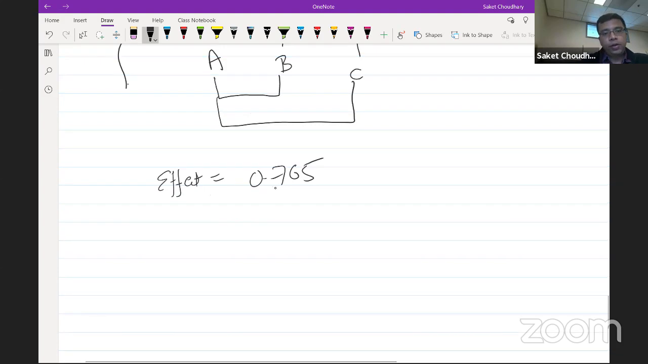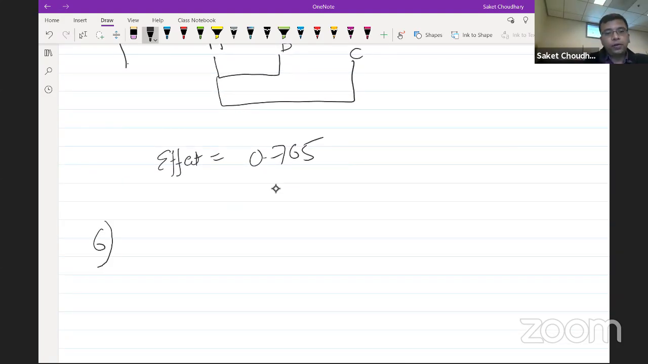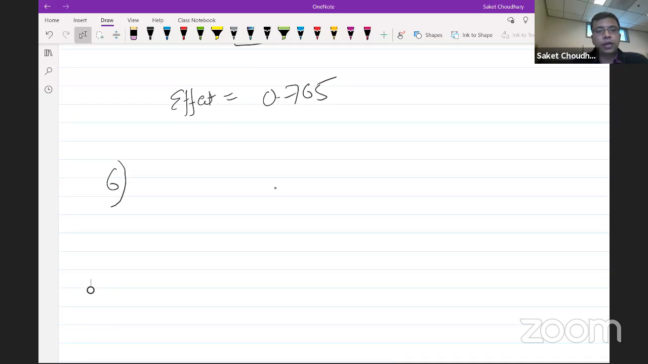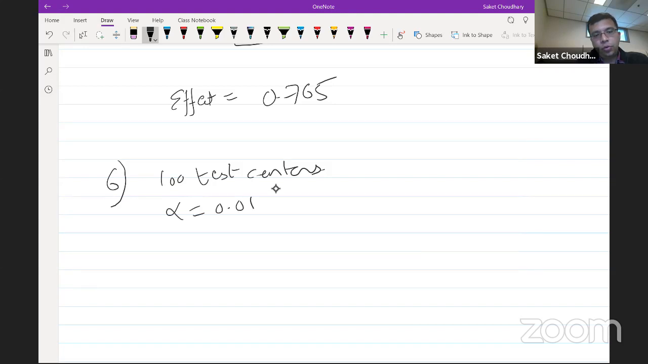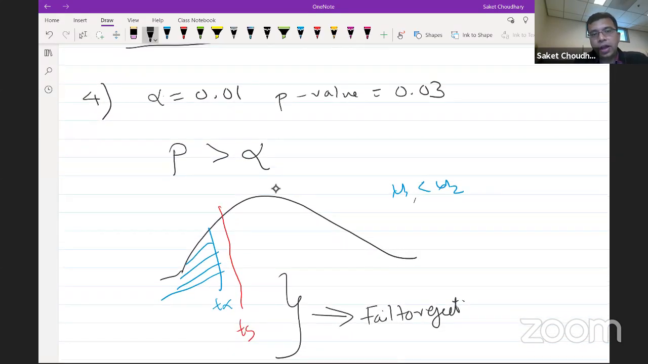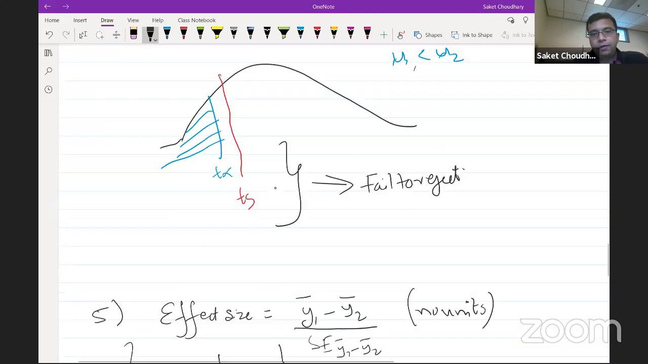Okay. Now let's take problem 6, which is a slightly challenging problem because it just makes you think as to what really is going wrong. So imagine you just carried out this particular study in 100 test centers. Your alpha was set to 0.01. Only one center ended up rejecting the null. Okay, if you remember in our previous case, we failed to reject it, right? So our alpha was set to 0.01, our p-value was 0.03, we failed to reject.